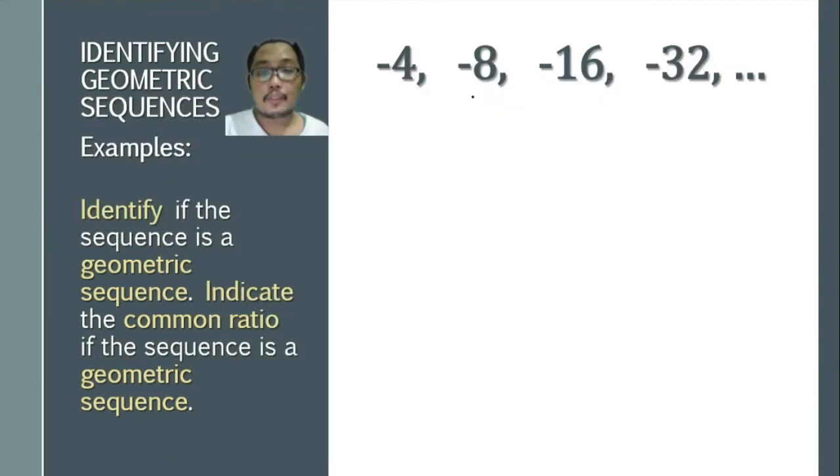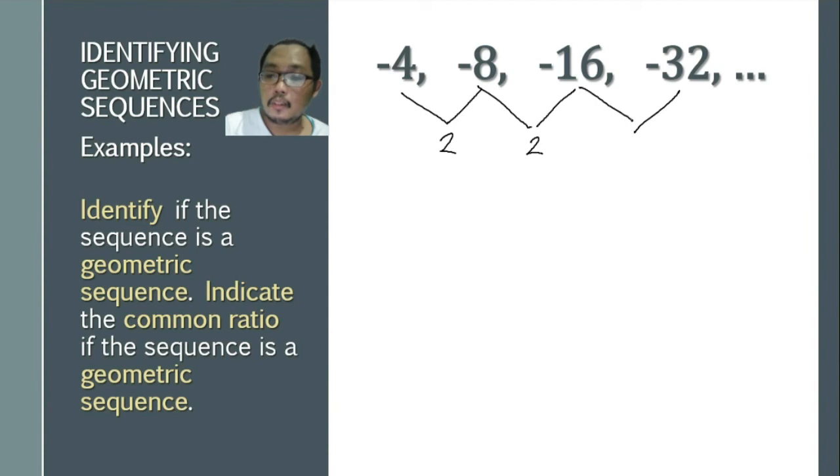By using, of course, the inverse of multiplication, which happens to be division. So if we take a look at these two numbers here, by dividing the negative 8 by negative 4, we will obtain a certain quotient, and that would be a positive 2. And if we do the same with the negative 16 divided by negative 8, the answer will also be a 2.